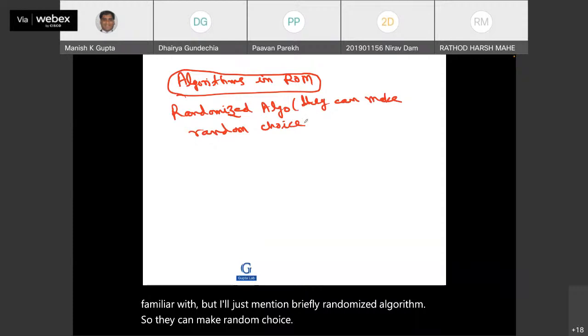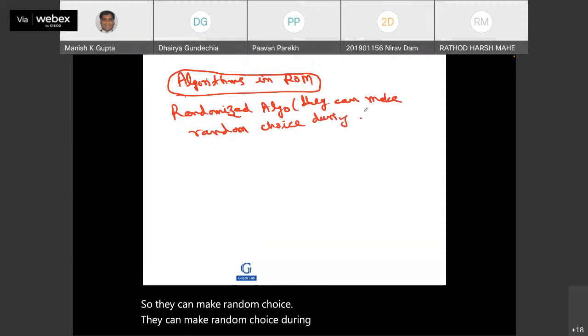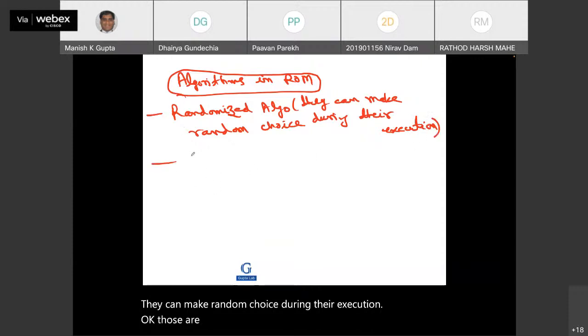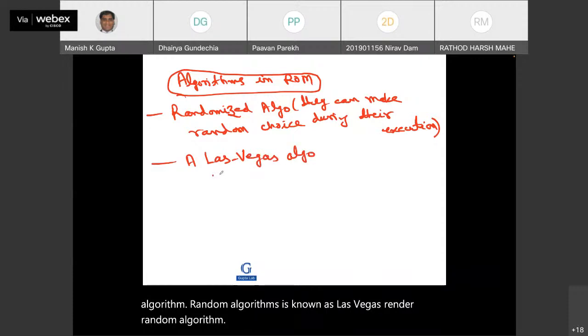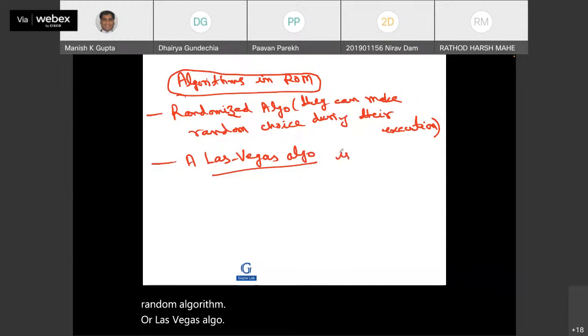They can make random choices during their execution. Okay, those are randomized algorithms. A special kind of randomized algorithm is known as a Las Vegas algorithm, or Las Vegas algo. It is a randomized algorithm that may fail to give an answer.